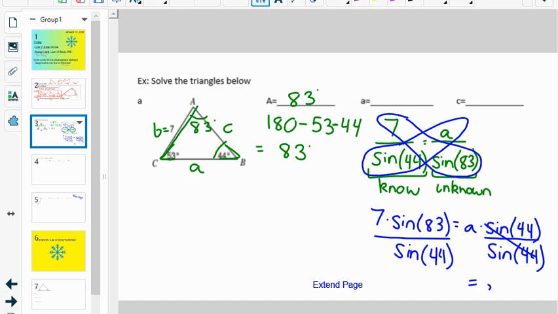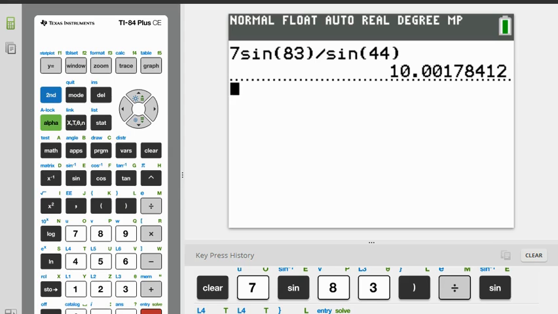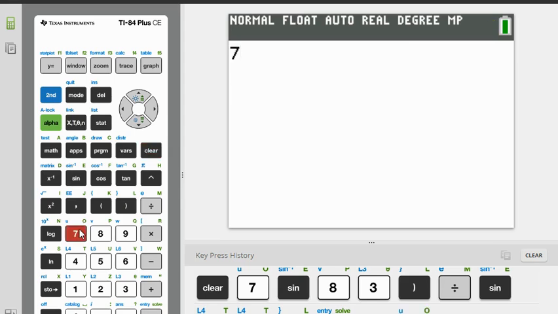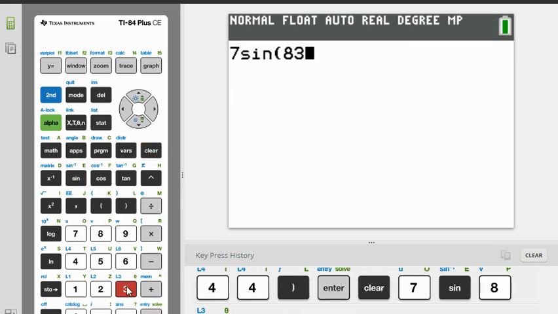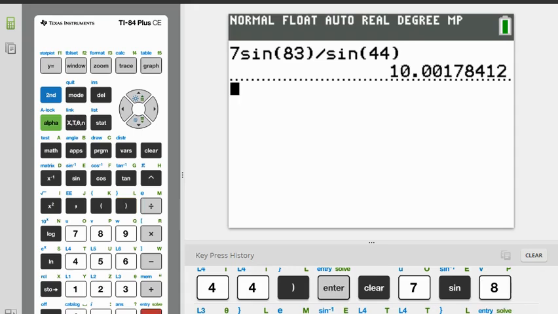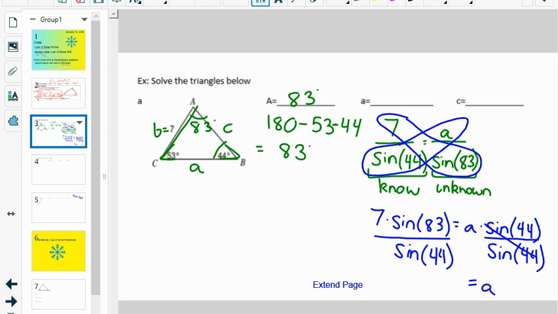And then you can type that in your calculator to get a. So let's go type that in. 7 sine of 83, make sure that you close those parentheses, divided by sine of 44. And that gives us about 10, so that is going to be the measure of a. Okay, so that's how you find a side using the law of sines.